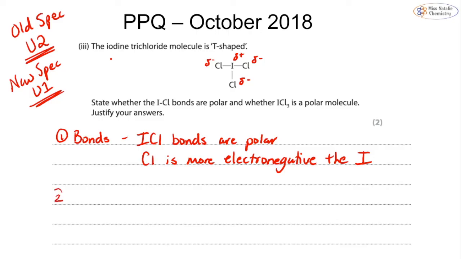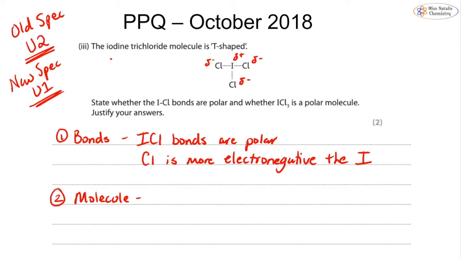Then we want to look at the molecule. So now we have to think about the dipoles that are present. So first of all, we can see that the dipoles on the left and the right are going to cancel each other out. However, the dipole at the bottom is not cancelled out by anything.